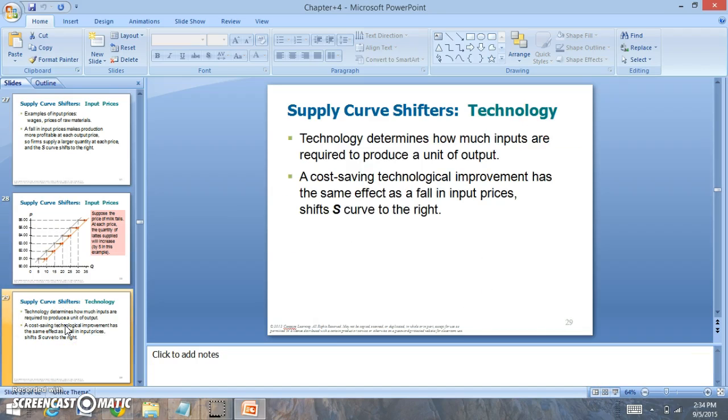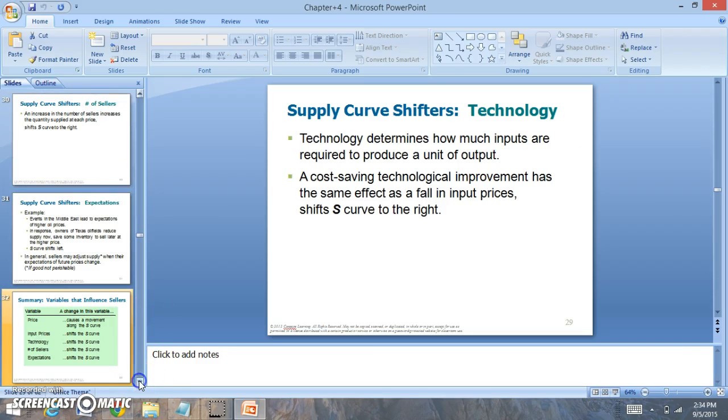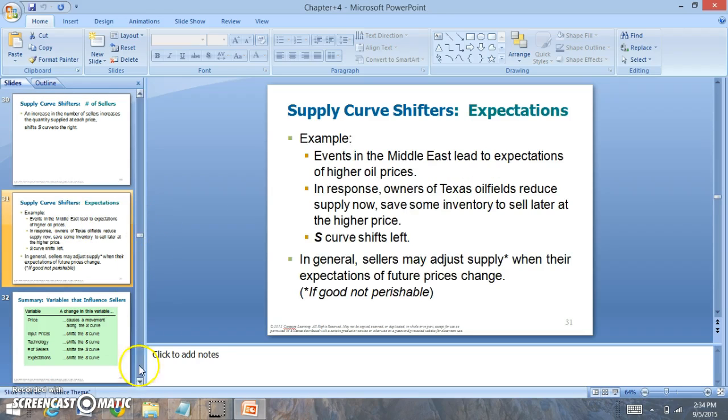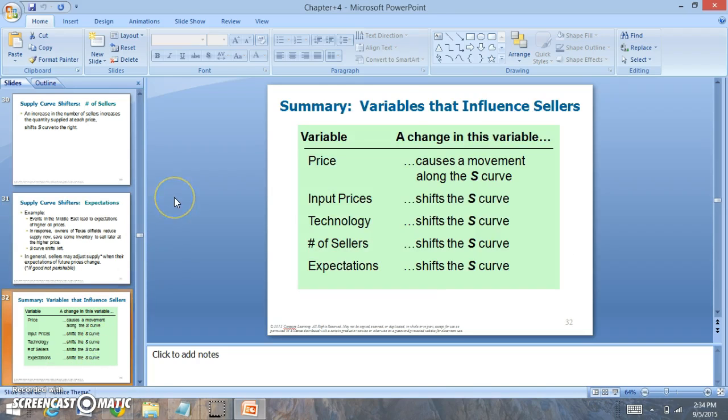Another supply curve factor would be technology. Increases in technology influence the supply curve and shift it to the right. Another example would be expectations. So if the supplier expects that the price of the good will double next month, they're not going to want to supply as much now. They're going to want to supply more later.